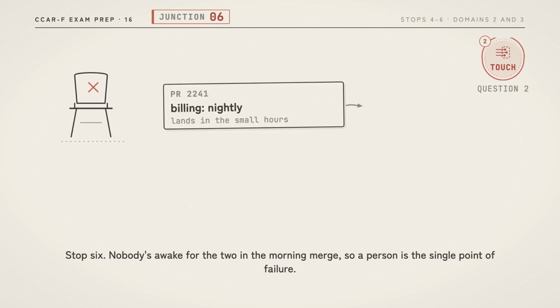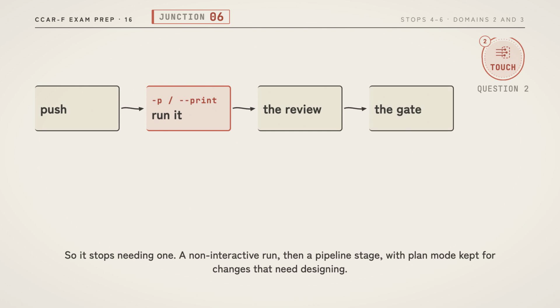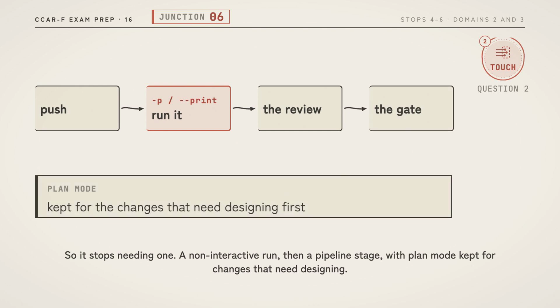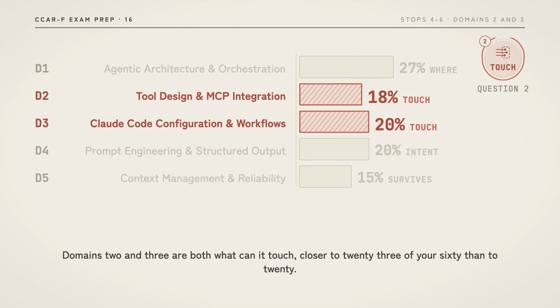Stop 6. Nobody's awake for the 2 in the morning merge. So a person is the single point of failure. So it stops needing one, a non-interactive run, then a pipeline stage with plan mode kept for changes that need designing. Domains 2 and 3 are both what can it touch, closer to 23 of your 60 than to 20.